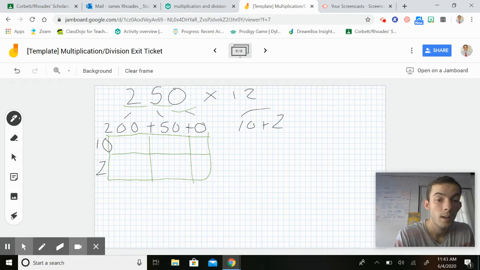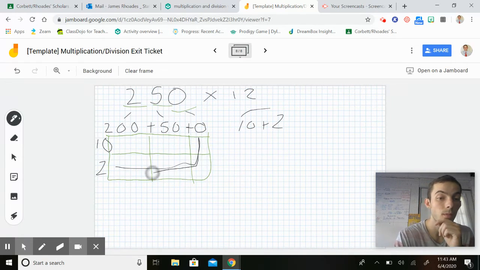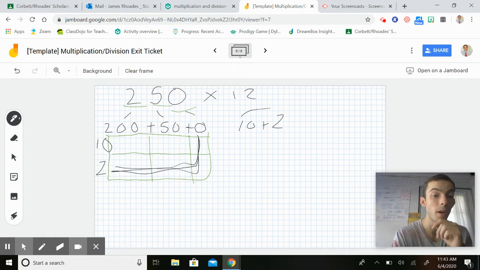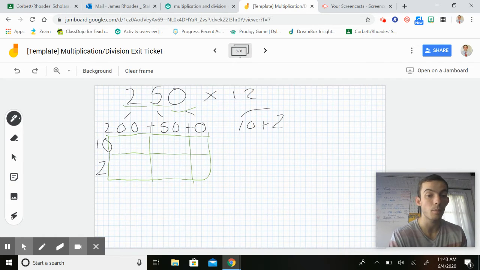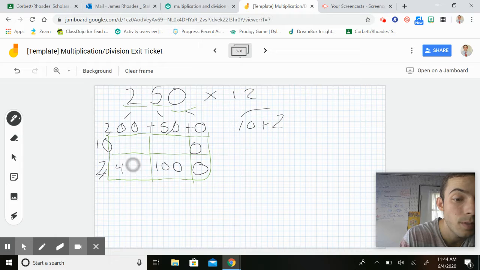Okay? Now I'm going to cross multiply, and I'm going to meet as if it were an intersection on a street. So the product of 2 and 0 will meet in this bottom right box. Anything times 0 is 0. I'm going to move on. 2 times 5 I know is 10. So 2 times 50 is 100. 2 times 2 is 4. So 2 times 200 is 400.